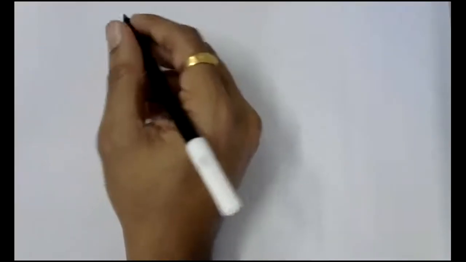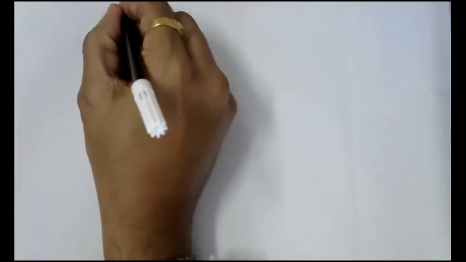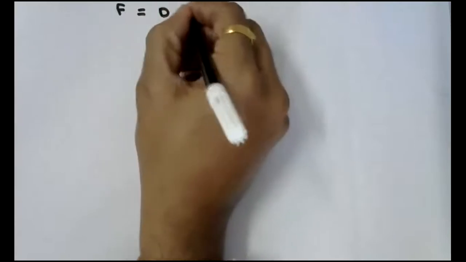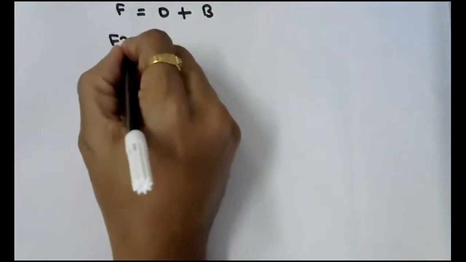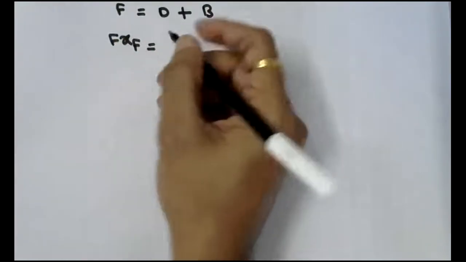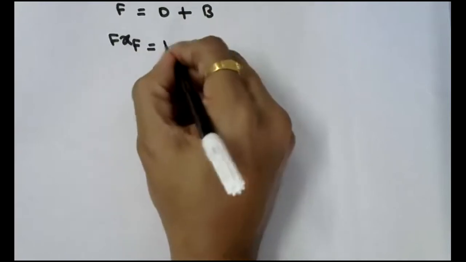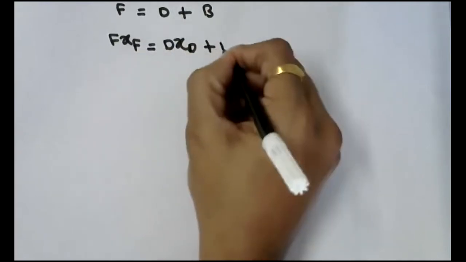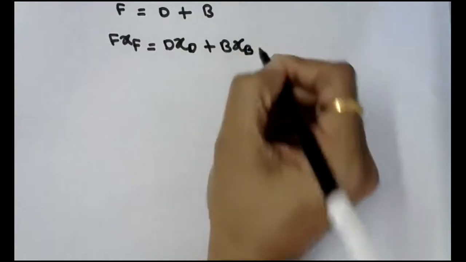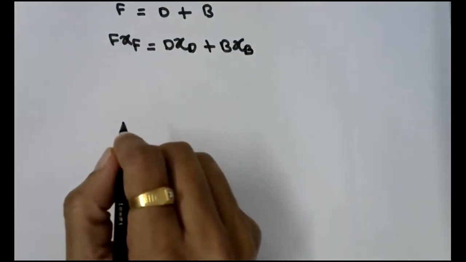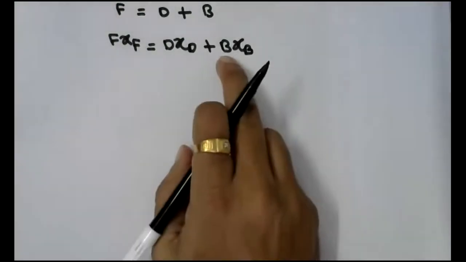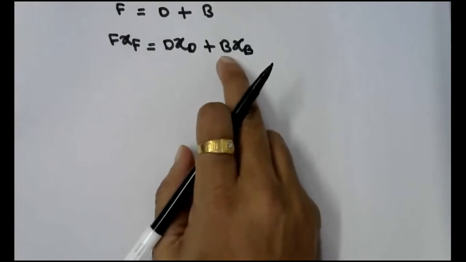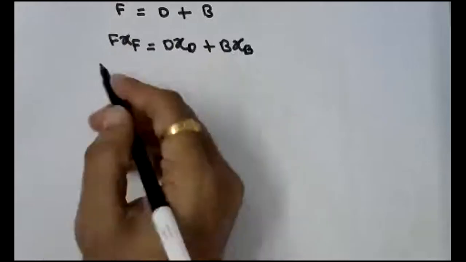So once again, for the sake of continuity, I am writing the equation F = D + B, and the balance or the overflow is FxF = DxD + BxB. Now my objective is to find out the value of D by F. So instead of this B, I will substitute the terms in terms of F and D.